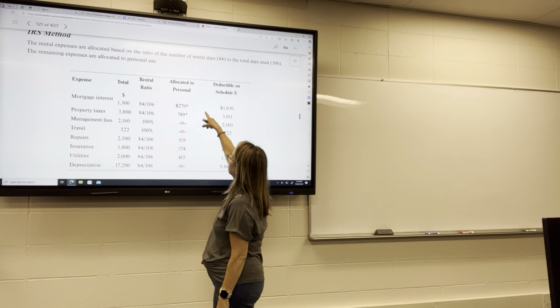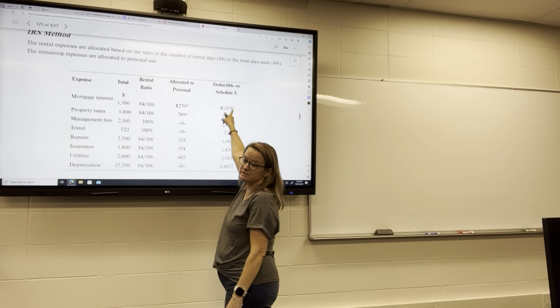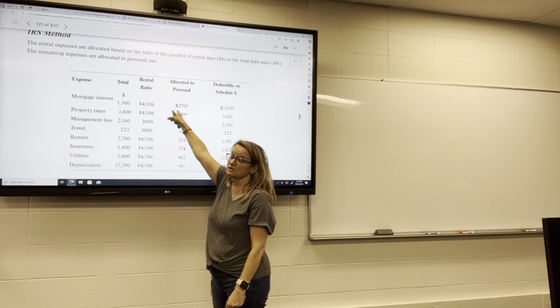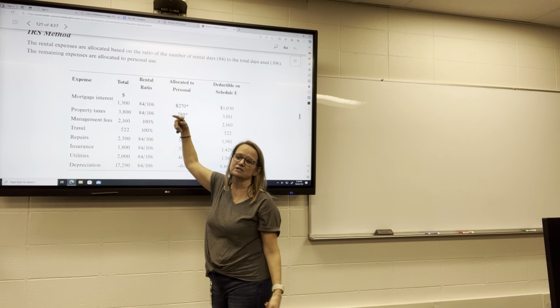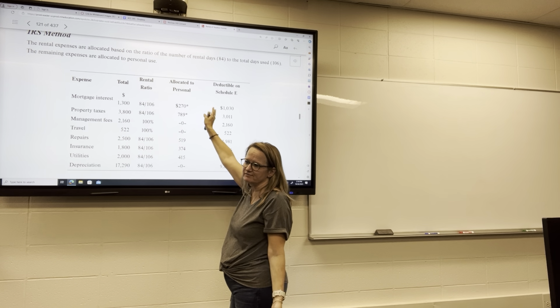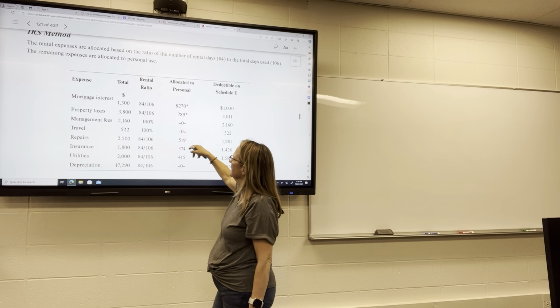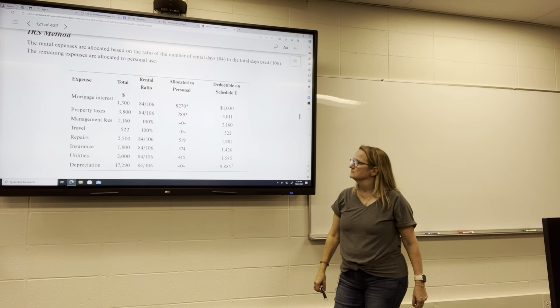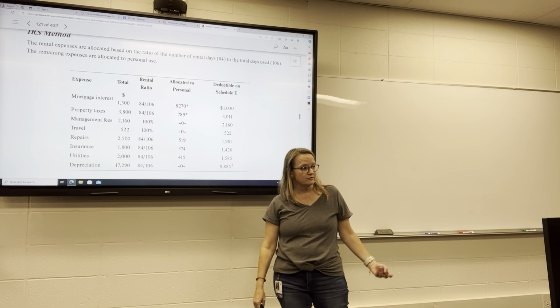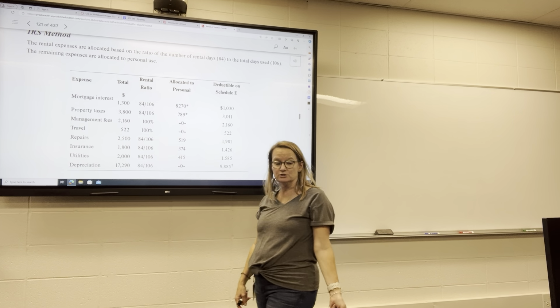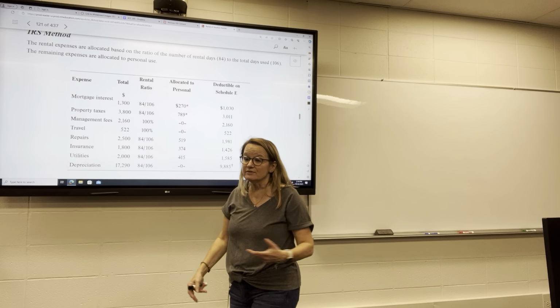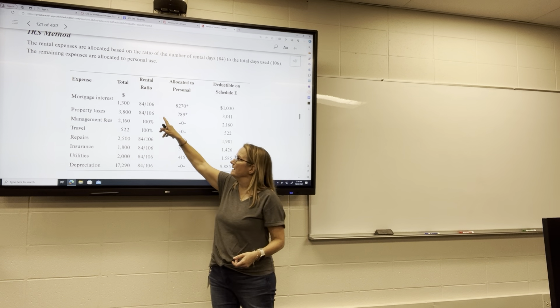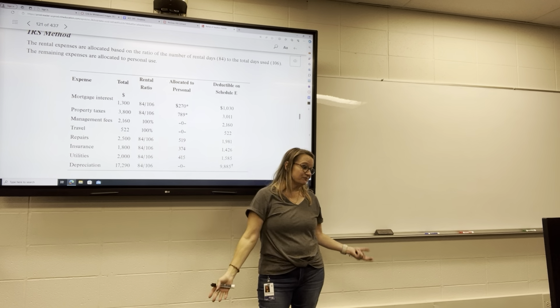So mortgage interest, the rental portion is going to go on the Schedule E. The rest of it is going to go on the Schedule A as a deduction if we have enough itemized deductions to take that. Property taxes, same thing, 84 over 106. So 84 rental days over total days used of 106, even though that mortgage interest and property taxes were actually for the full year.